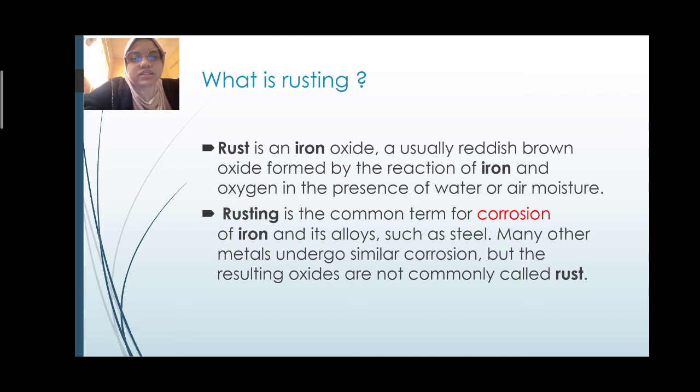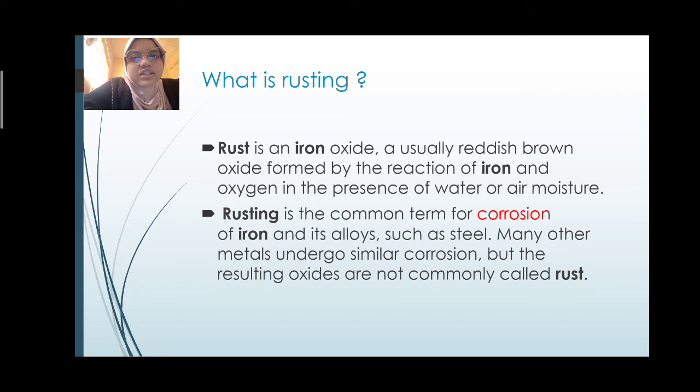So what is rusting? Rust is an iron oxide, a usually reddish brown oxide formed by the reaction of iron and oxygen in the presence of water or air moisture. Rusting is the common term for corrosion of iron and its alloys such as steel. Many other metals undergo similar corrosion, but the resulting oxides are not commonly called rust.